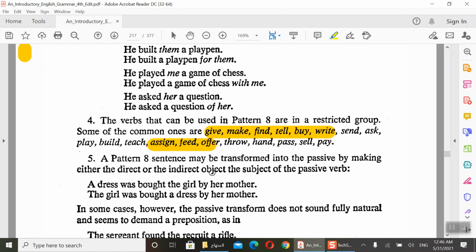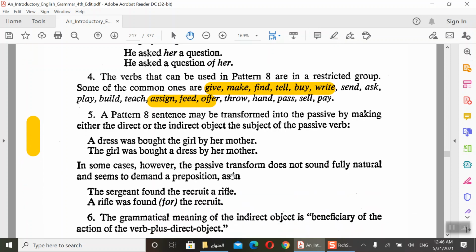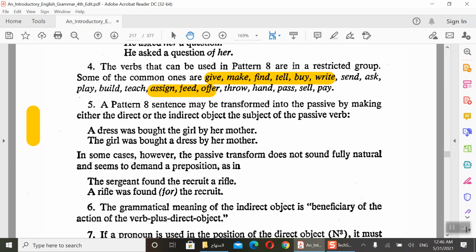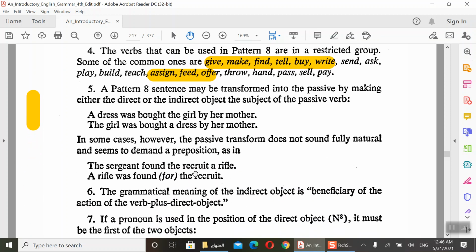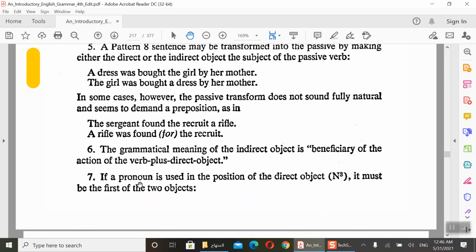A pattern 8 sentence may be transformed into passive. Two sentences can be made passive, either the direct or the indirect. We talked about this in the first stage, if you remember. In some cases, the passive transform does not sound fully natural, so we need here to use a preposition for them. The grammatical meaning of indirect object is beneficiary of the action.